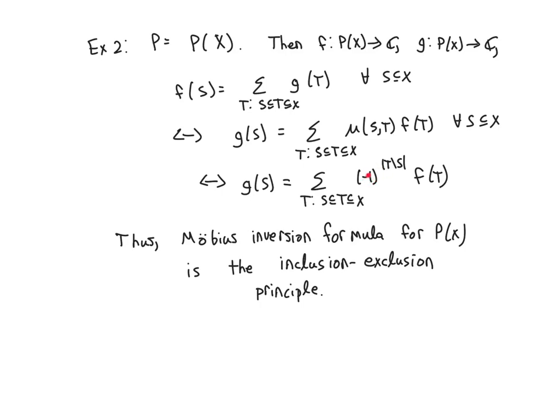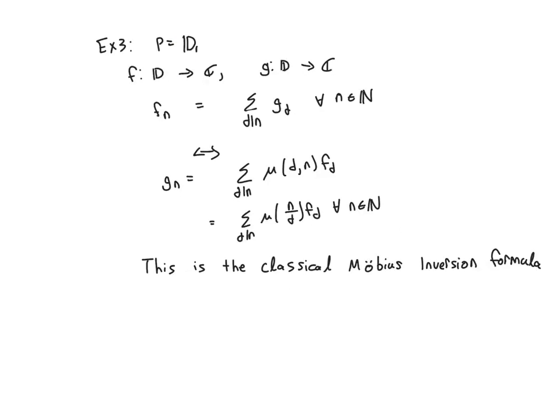And so it's good to work with multiple poset sets. As a third example, let P be the divisor lattice. So this is, as I said, the natural numbers, but the partial order is the divisibility relation. Now I'm given two functions, f and g, from the divisor poset to C. So these are actually just sequences.